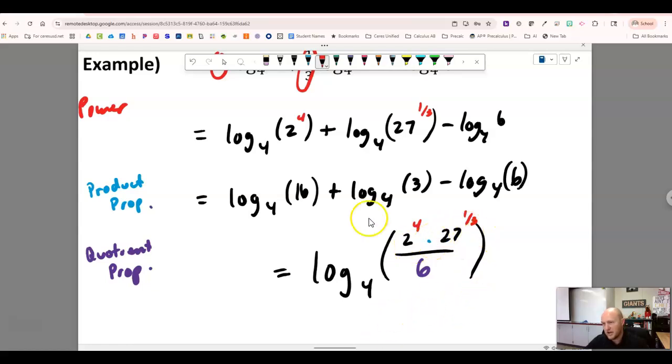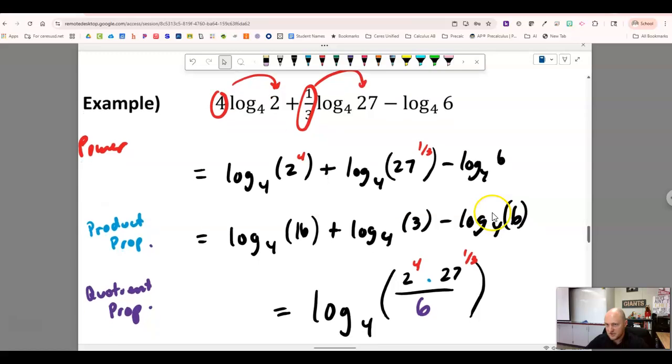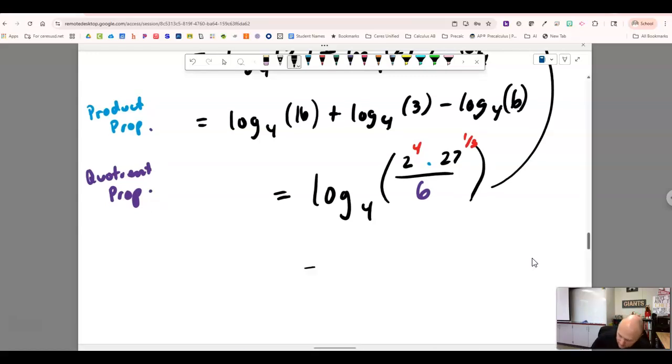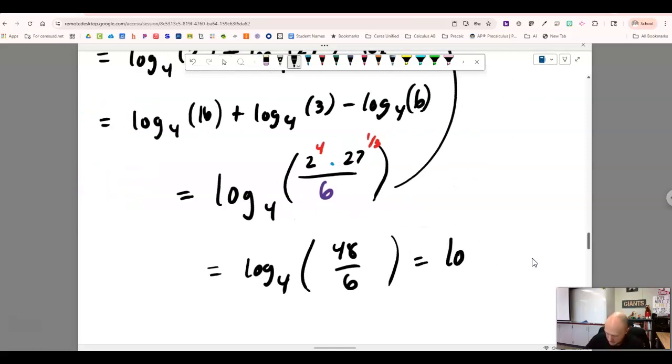Well, if I'm multiplying, I can separate those into addition. So it looks like this. And since I'm dividing, that's going to be subtraction. And then these exponents can go back out front. So there are two ways that AP Precalculus will ask you to do this. They might ask you to deconstruct in that direction. Anyway, let's put this in final form here. So I get log base 4 of 16 times 3, which is 48, over 6. And so I get log base 4 of 8.